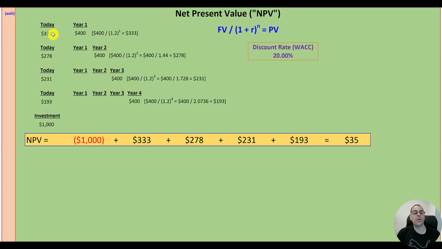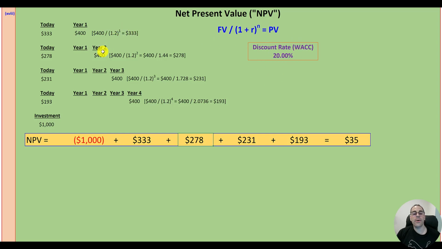How much would I need to invest today to get $400 1 year from now? At a 20% return, if I invested $333 today, I would get $400 1 year from now. So the NPV of $400 in 1 year is $333. The calculation is 400 divided by 1.2, because we're doing a 20% discount rate, raised to the first power.